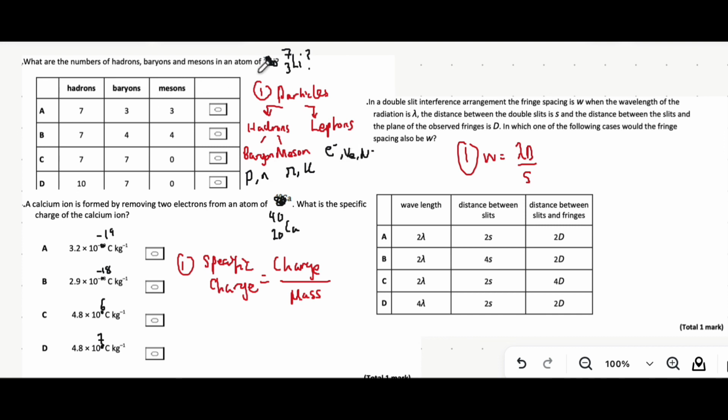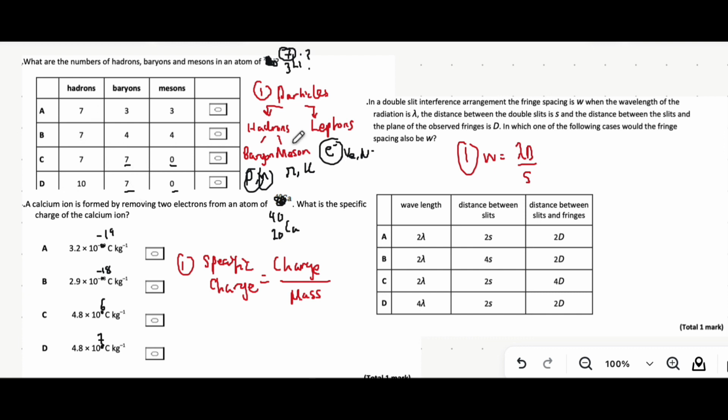So in this particular case, for this atom, there's only protons, neutrons and electrons. So straight off the bat, we know there's no mesons involved. So it's definitely either C or D. Now, how many baryons are there? Well, how many protons and neutrons are in this atom? The mass number tells you the number of protons and neutrons. So there's 7. So it can still be either C or D.